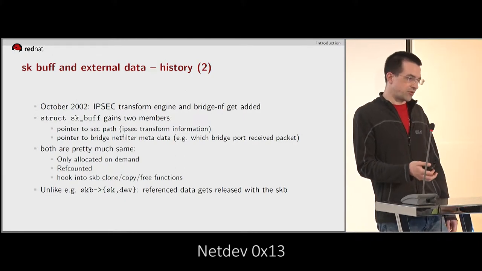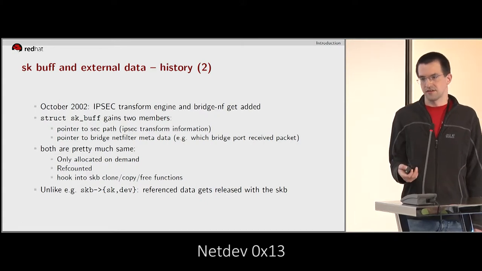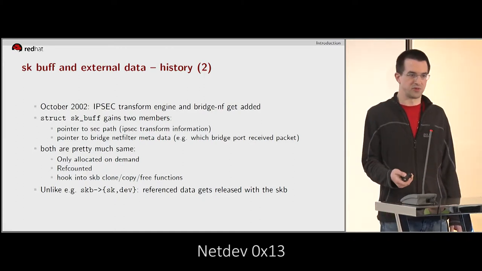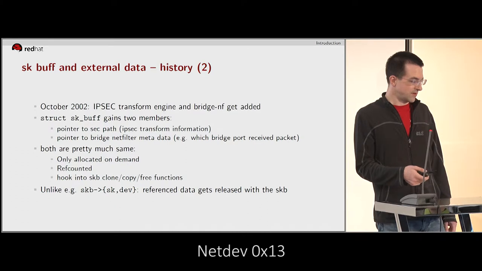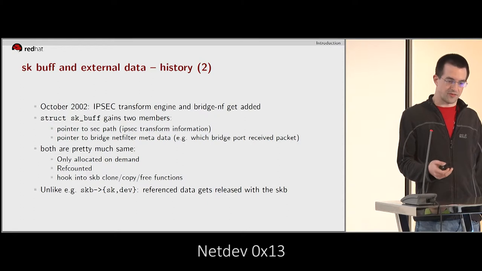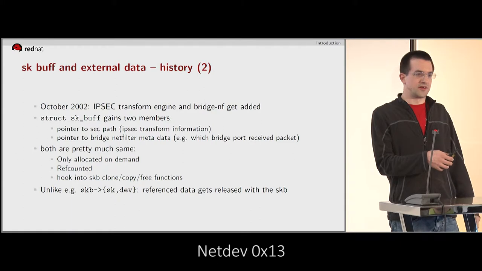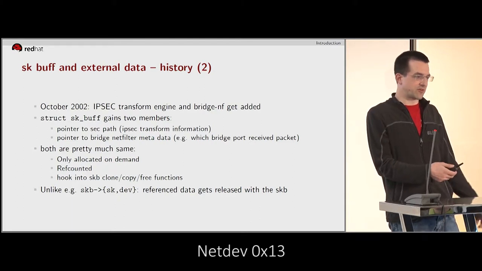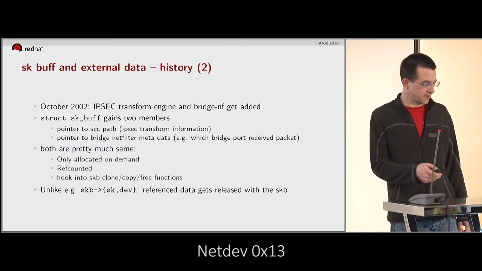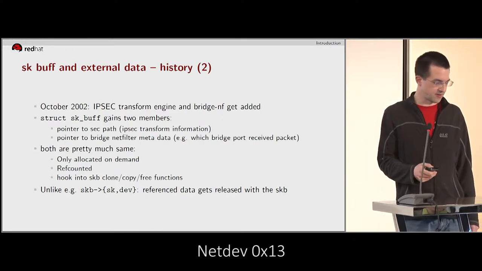To implement that properly, both hook into the code paths that deal with cloning and with freeing to maintain that. So in case the SKBuf is freed and the last SKBuf goes away, then the data will be freed automatically. And unlike the existing other structures that hang off SKBuf, such as the socket or the device, which are pointing to data that's external. The device doesn't go away just because a packet is freed, and likewise the socket. That's the main difference. So these use cases for IPsec and bridge netfilter are basically exactly the same.